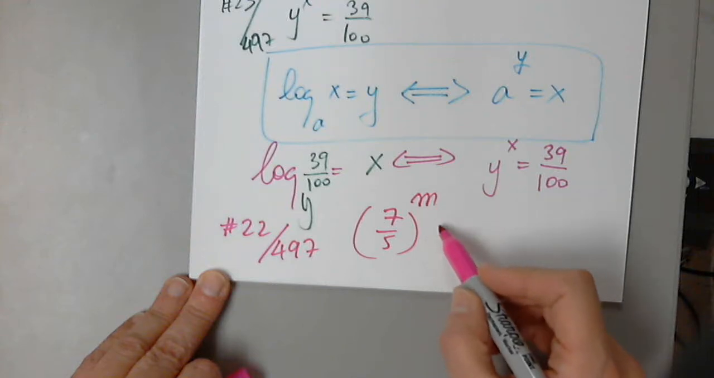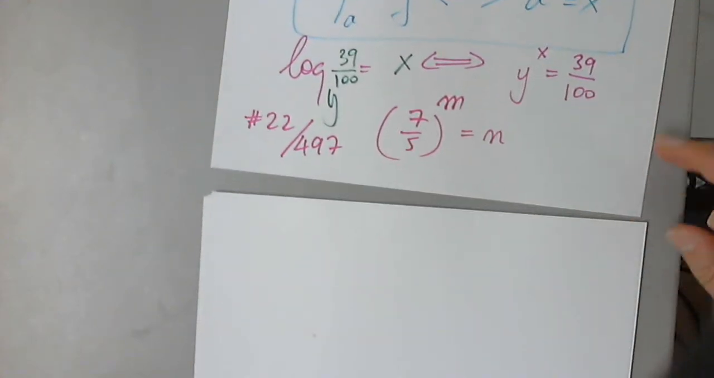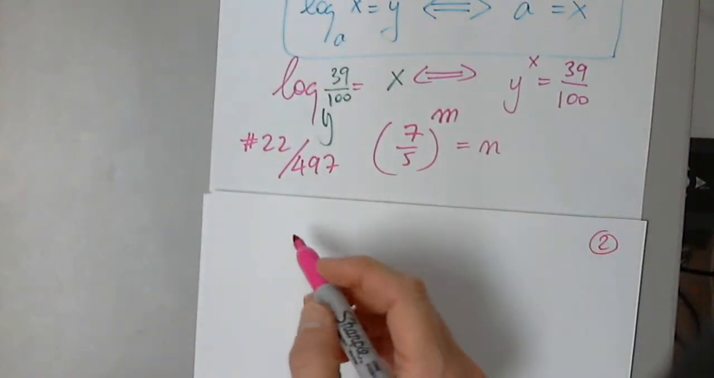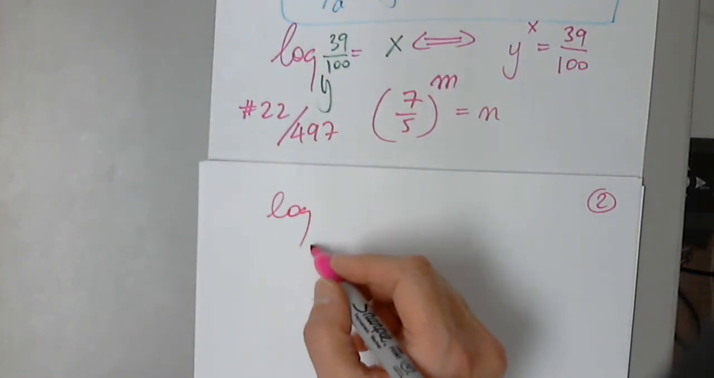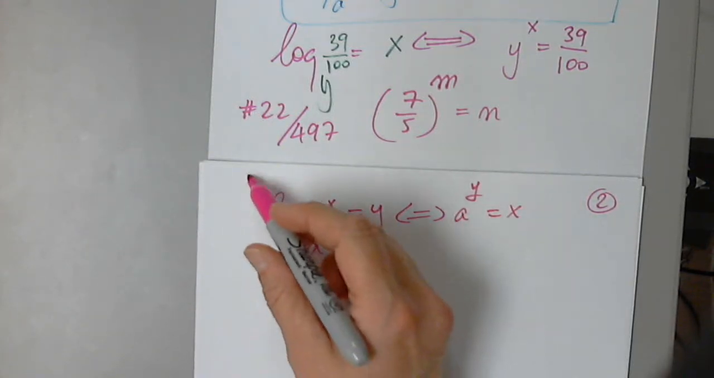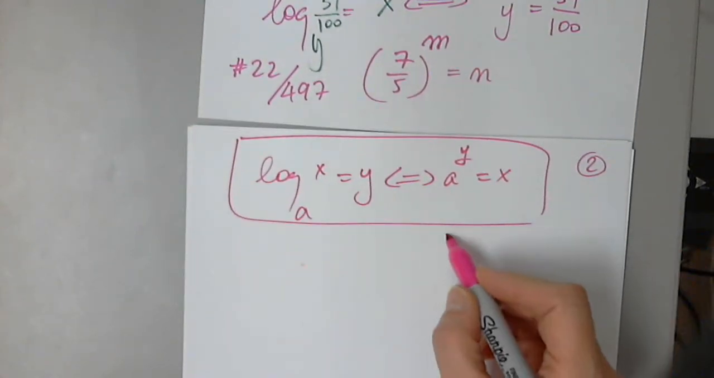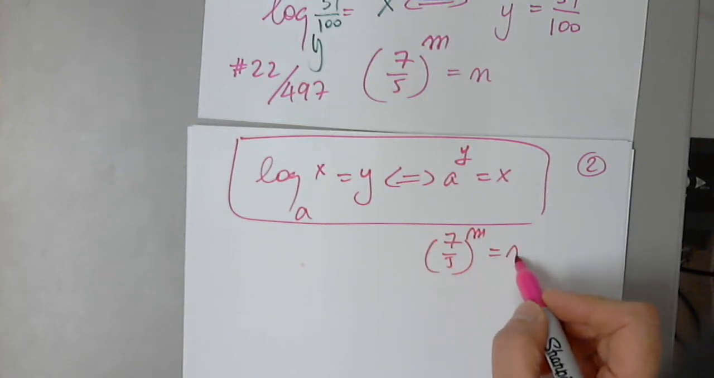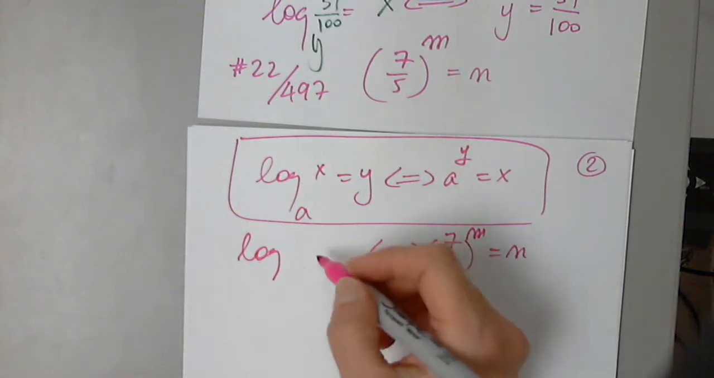7/5 raised to the mth power equals n. The same question here. The more you write it, the better you remember it. Log base a of x is y is equivalent to a raised to y equals x. And put on the correct side what you are given. I'm given 7/5 to the mth power equals n. And all I have to do is identify the base, identify what I raise it to, and identify the number that I apply log to.